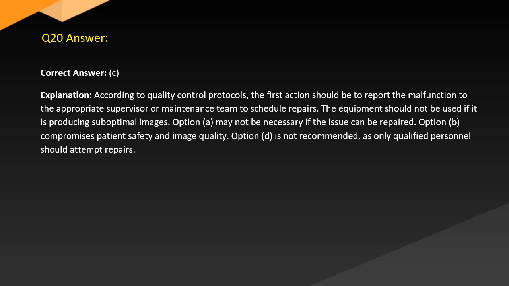Answer. Correct answer C. Explanation. According to quality control protocols, the first action should be to report the malfunction to the appropriate supervisor or maintenance team to schedule repairs. The equipment should not be used if it is producing suboptimal images.